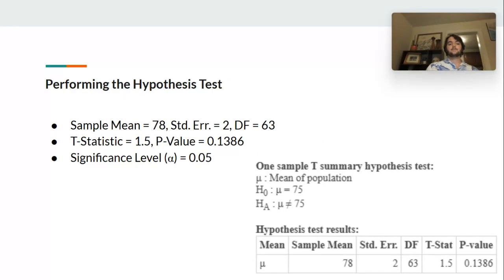So performing the hypothesis test. With our sample mean of 78, our standard error of 2, our DF of 63, our T-stat of 1.5, our p-value of 0.1386, and a significance level of 0.05.